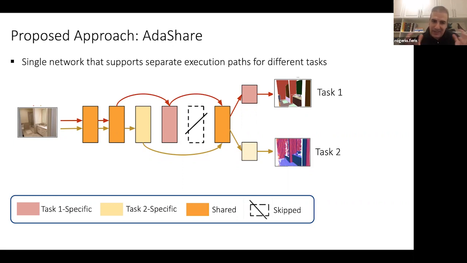So this is what we want to solve. We want to determine which blocks should be shared, like the first two blocks, which should be independent to minimize negative interference for some of the blocks, like the third one, and which blocks should be skipped for all tasks. So that's the key idea of our approach, where each task follows a different execution path.